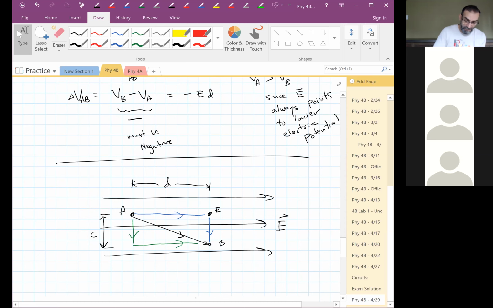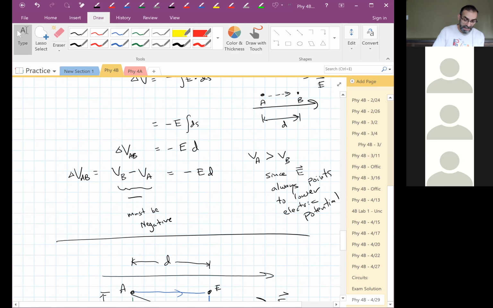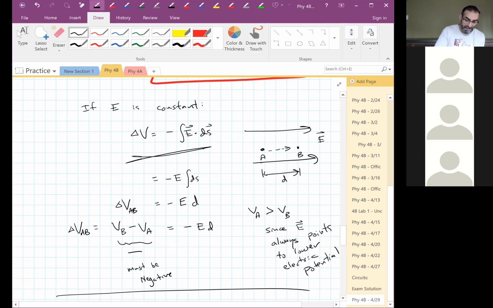So if we look at this equation again, delta V is the integral of E dot ds. When our electric field and our path are perpendicular, we get a cosine 90 degrees, we get 0, no change in electric potential. When we move perpendicular to the electric field, there's no change in electric potential.